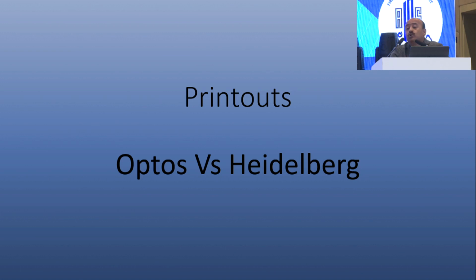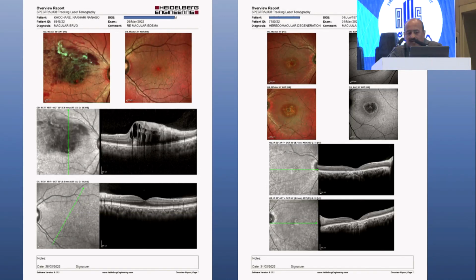Now we have to give printouts to the patient, and again this Heidelberg technology, especially if you want to show some pathologies of the macula and other things, gives very wonderful printouts, and you can highlight all the pathologies very nicely. So you can see this case of macular BRVO. You can see the very nice imaging of the posterior pole, and the combination with the OCT printout looks very nice. And this is a heredomacular degeneration on the right side.